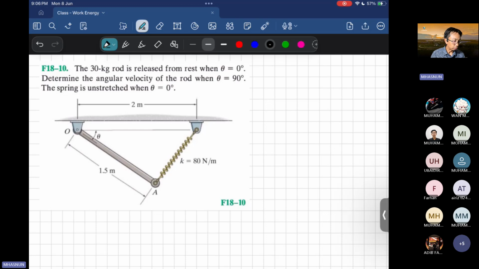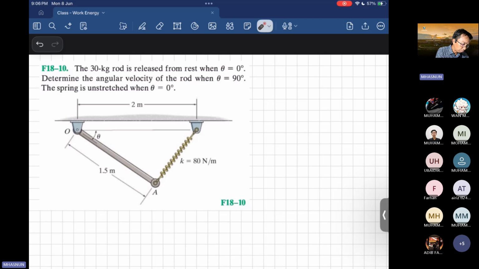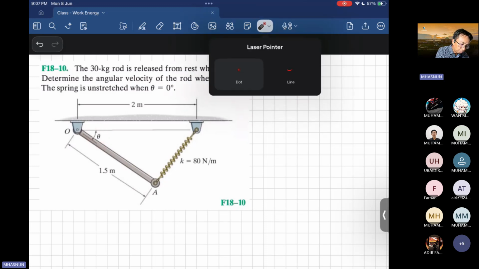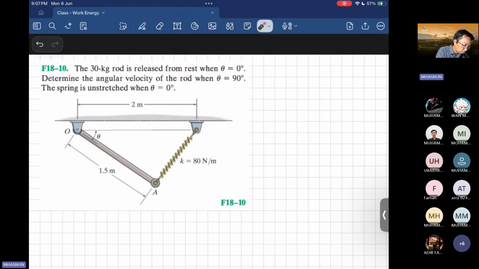Okay, so let's look at this question 18.10. It is basically almost the same as what we did this morning. A 30 kilogram rod is released from rest when theta is equal to 0. If you look here, theta is over here. So when theta equals 0, it means that the rod is in this position. This is the position of the rod when theta is equal to 0. So that is what we're going to draw first. Okay, so we will draw that.